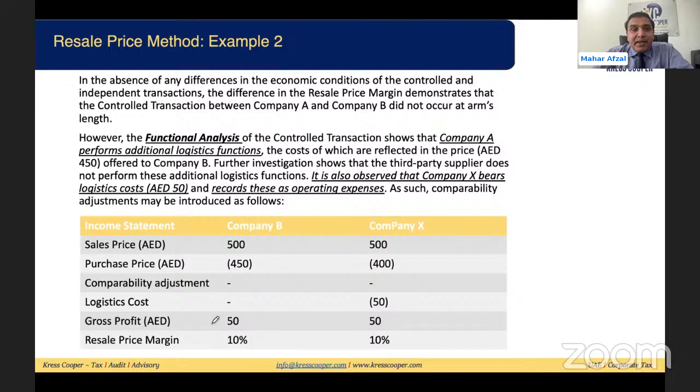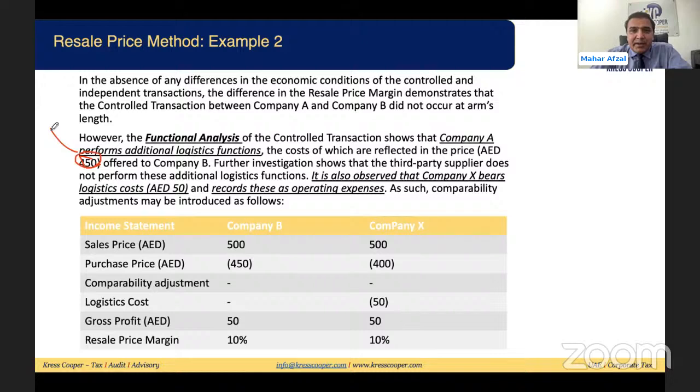The controlled transaction shows that company A performs additional logistic functions. If company A performs the logistic functions, for sure the company will charge a premium for this. The transaction is between A and B, and X is buying from anywhere. So whenever A is supplying goods to B, A is giving the logistic functions as well, A will ask a premium for this. The costs are reflected in the price of 450. So why has A charged 450? Because A is giving logistic functions. Further investigation shows that the third party supplier doesn't perform these additional logistic functions. Okay, this was the reason basically.